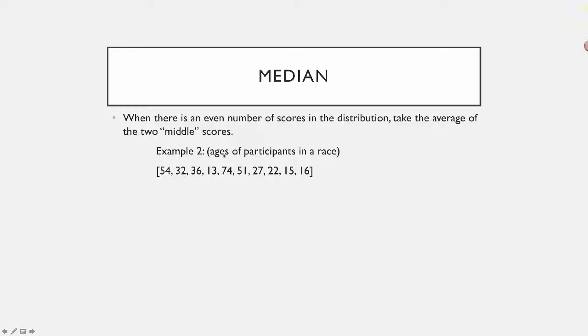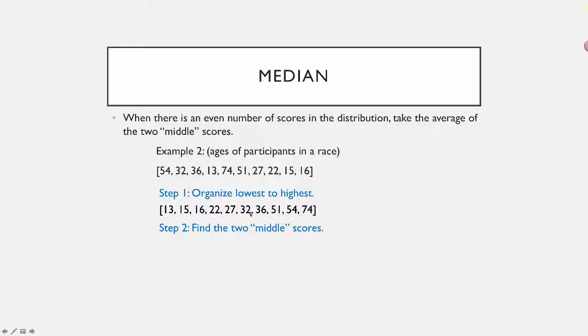So here is an example using ages of participants in a race. And we have 1, 2, 3, 4, 5, 6, 7, 8, 9, 10 scores here. So this is an example where we'll need to find the average of 2 middle scores because we have an even number of scores in the distribution. So the first step is to organize from lowest to highest like we did before. So here we have organized from lowest to highest, 13 all the way up to 74.